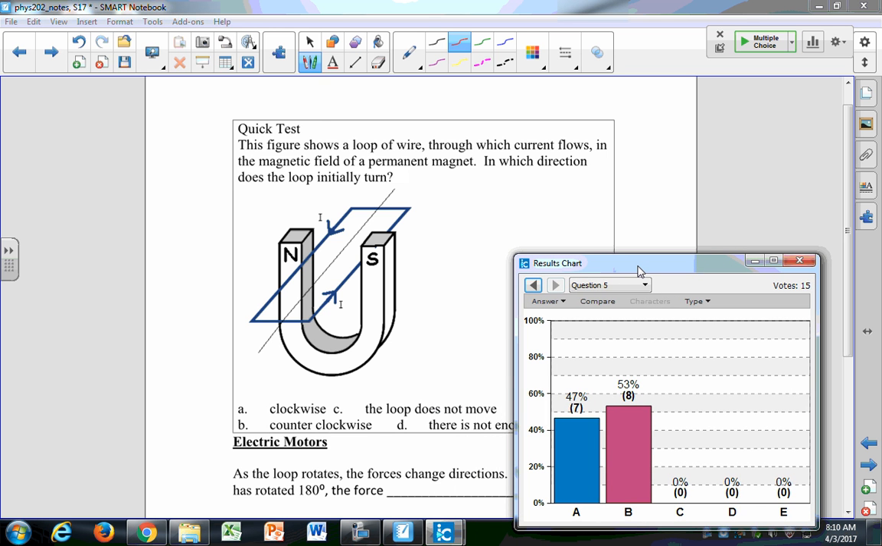All right, so here our current is into the page, and our magnetic field is to the left or right, Emma? Which way is it? To the right. To the right is right, because our magnetic field runs from north to south.